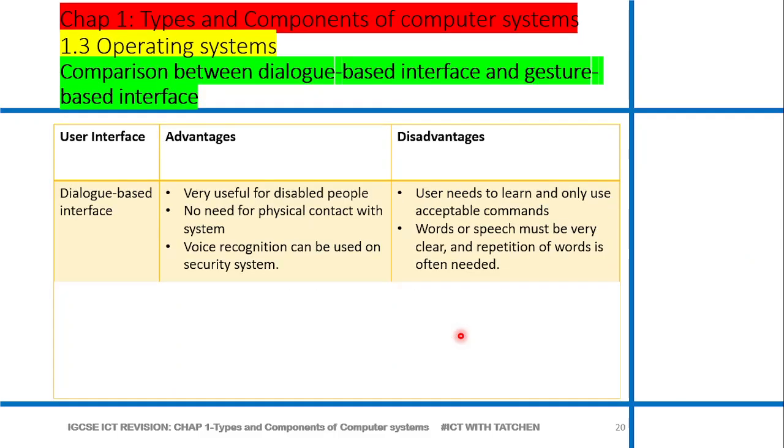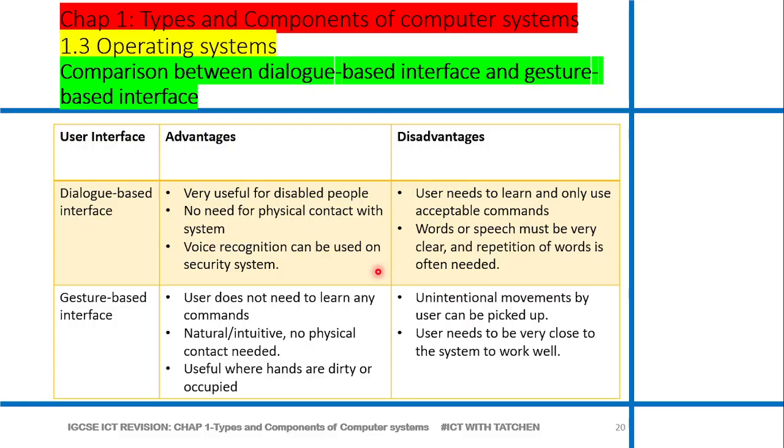That's a problem. Next, we're looking at dialogue-based interface. First, very useful for disabled people. No need for physical contact with the system. Voice recognition can be used on security systems. You go home, just speak, your alarm recognizes your voice or your door recognizes your voice and it opens. Disadvantages: the user needs to learn and only use acceptable commands. Words or speech must be very clear, and repetition is often needed. That's the problem with some of these things. Everything has its advantages and disadvantages.